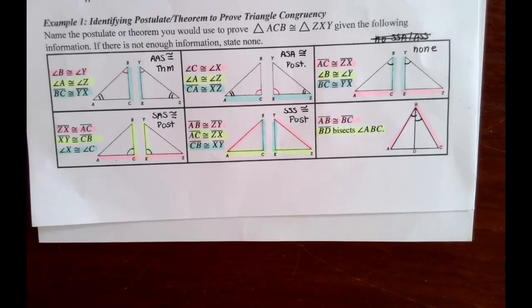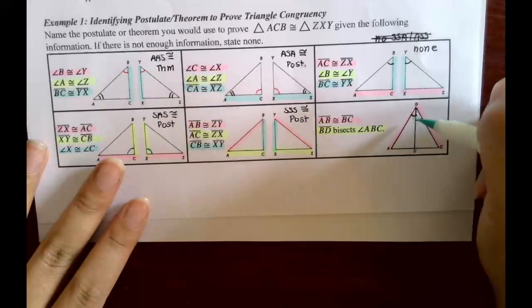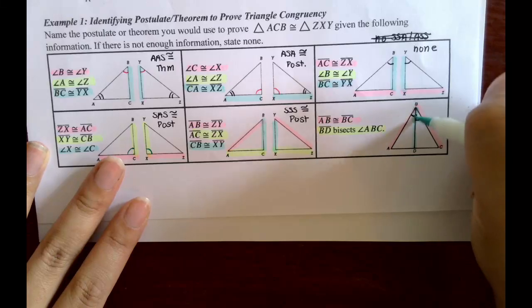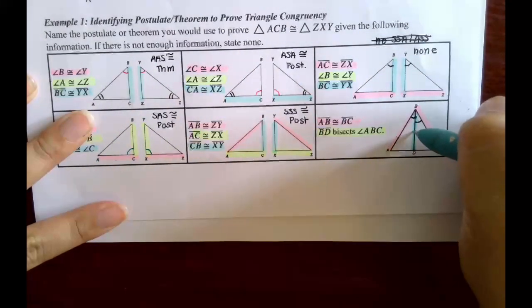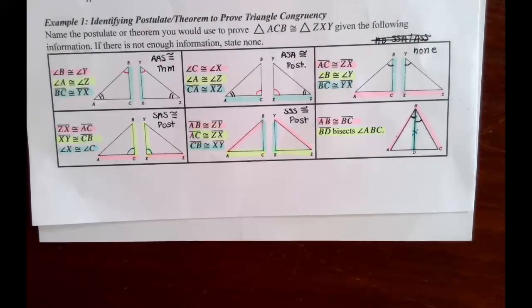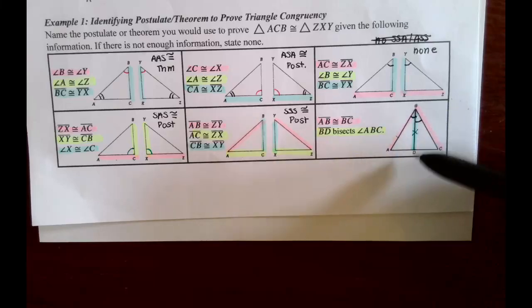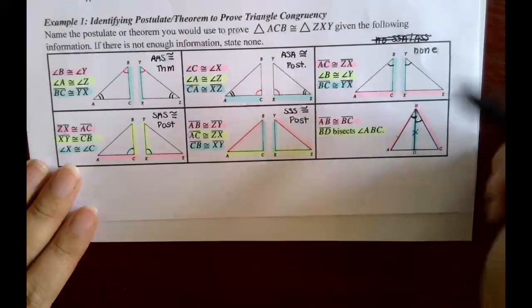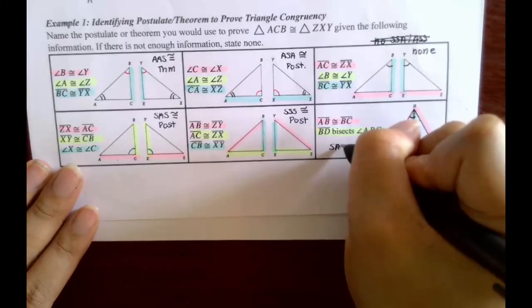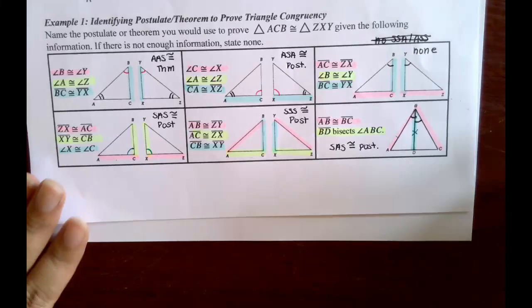Which seems like we don't have enough information. However, what we notice is that they share a side. So that means this side has to be congruent to itself due to the reflexive property, right? And so what that tells us then is now I have side, angle, side. Because I can say that BD is congruent to BD with the reflexive property. So side, angle, side, I can use the side, angle, side congruence postulate to prove that.